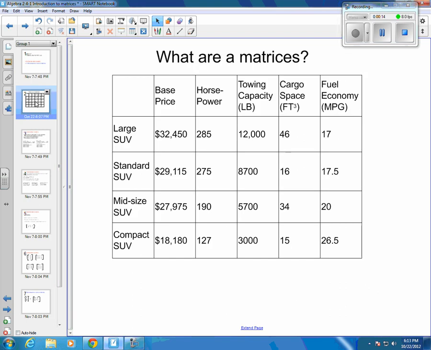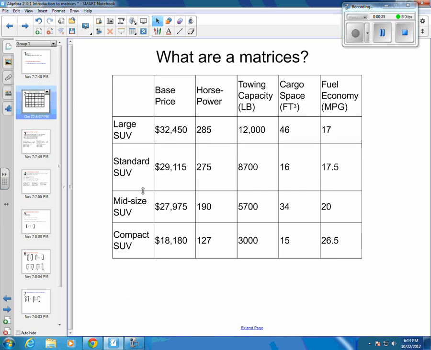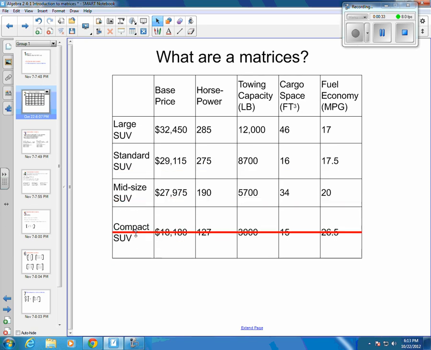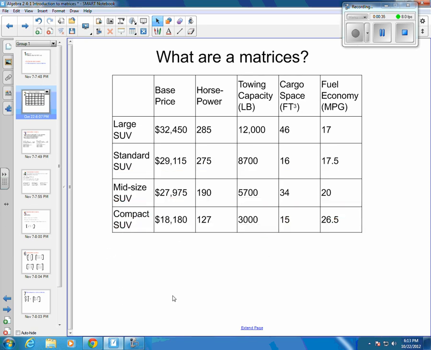So basically, if you take a bunch of data, so this is SUVs: large, standard, mid-size, and compact, and their base price, their horsepower, towing capacity, cargo space, and fuel economy. Whole bunch of numbers. And we just take them and organize them a little bit. So let me move this up a little bit so I've got some more room. Okay, so I'm just going to take this and I'm going to rewrite the numbers.